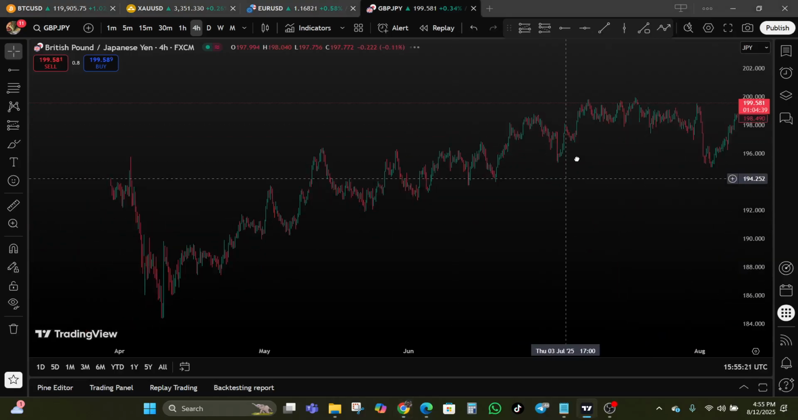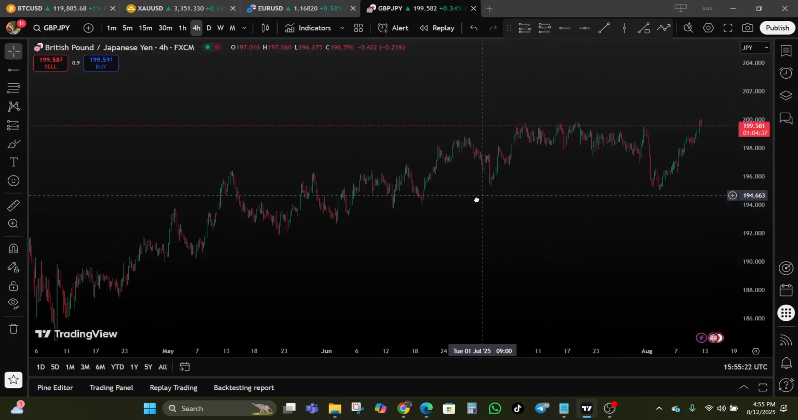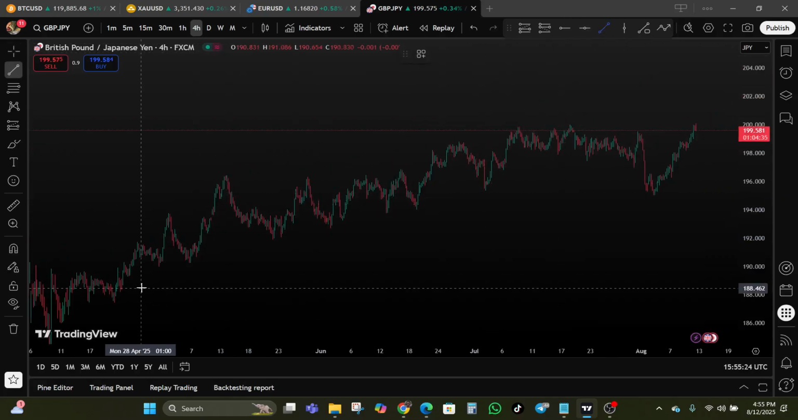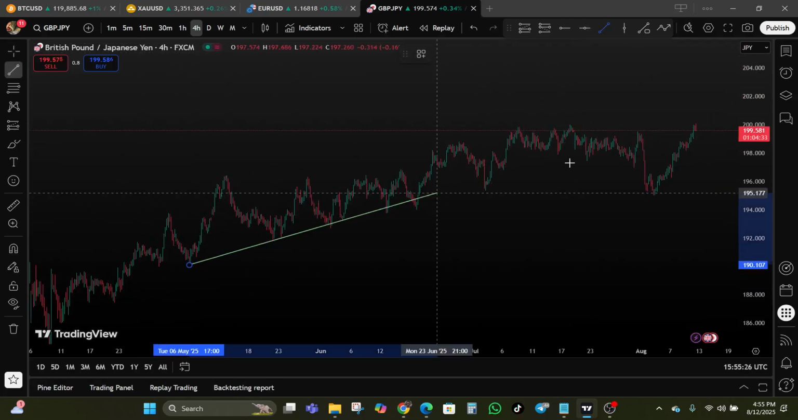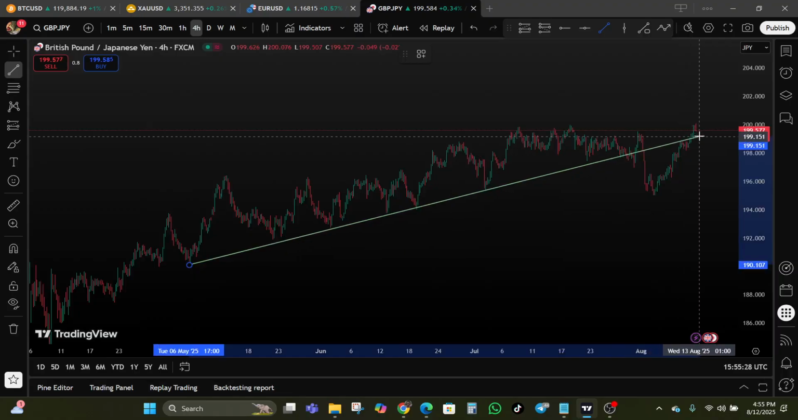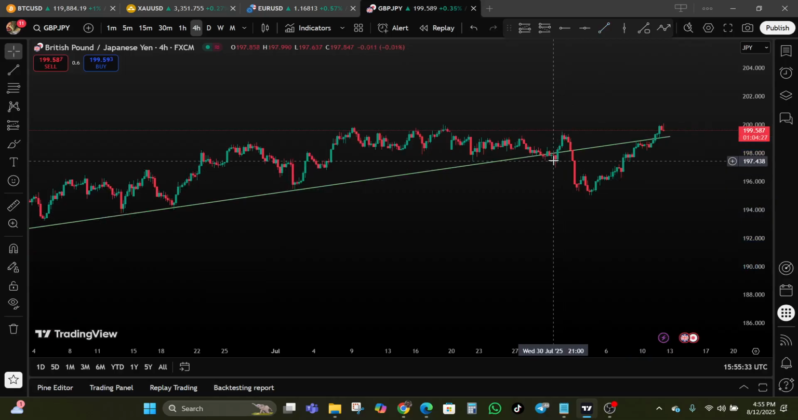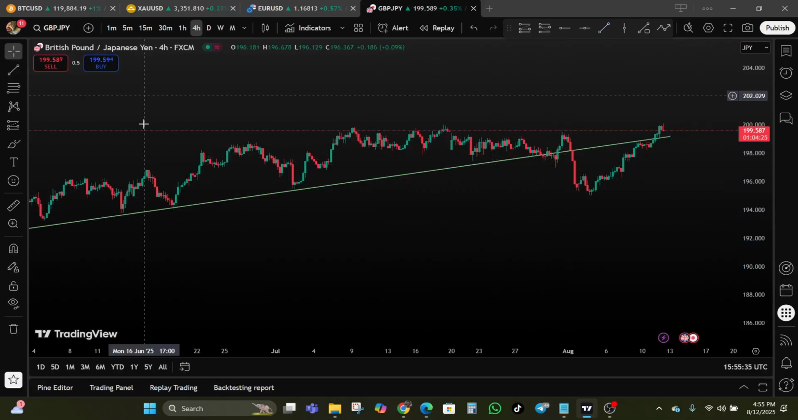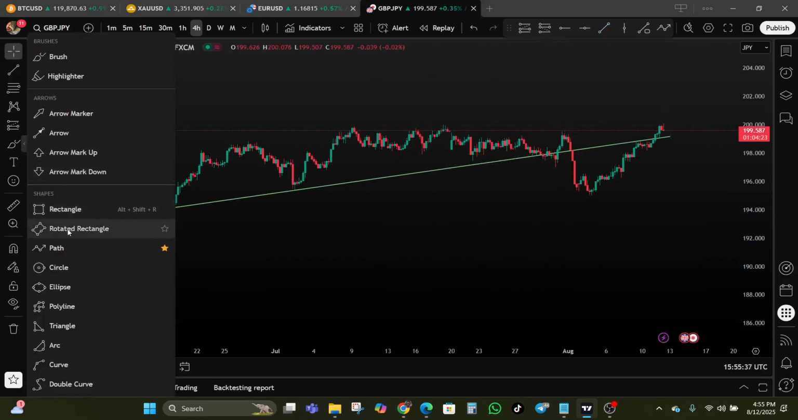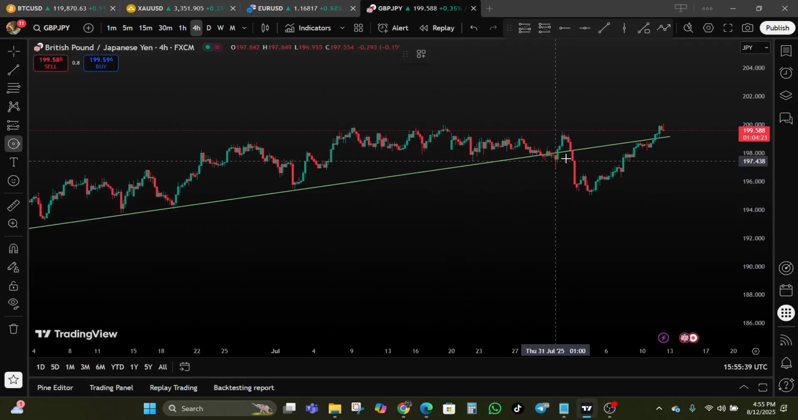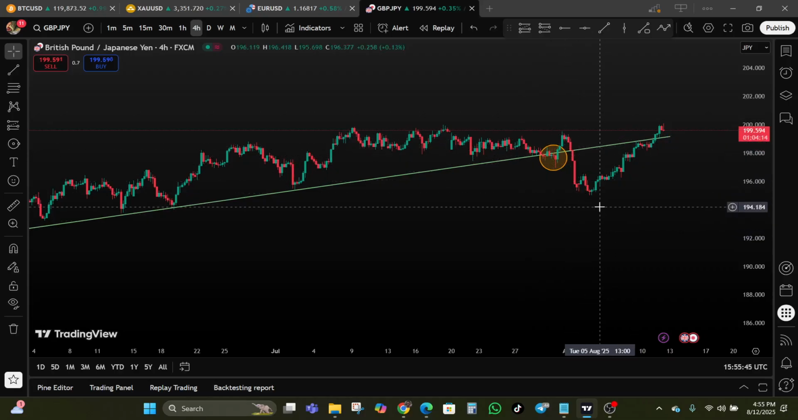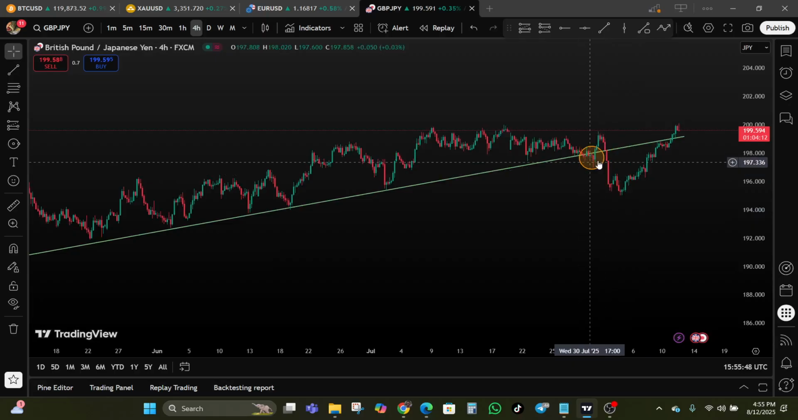There are situations whereby price would create a false breakout. It could be a breakout from a trend line, just like what we can see happen here. If you see, this was a false breakout, although price eventually had a legit breakout. But initially you can see this was a false breakout.